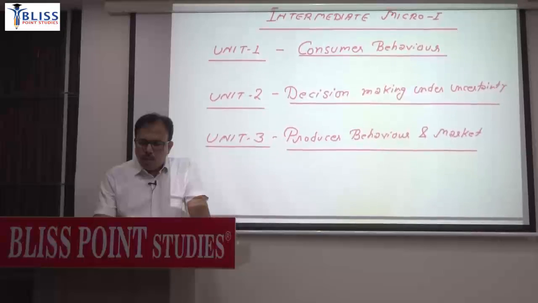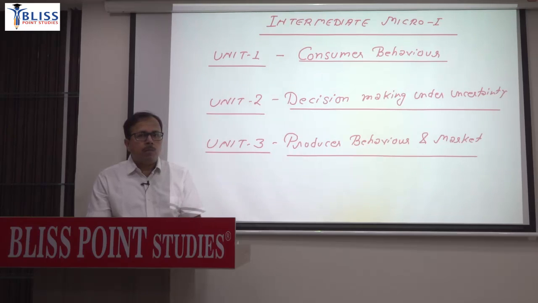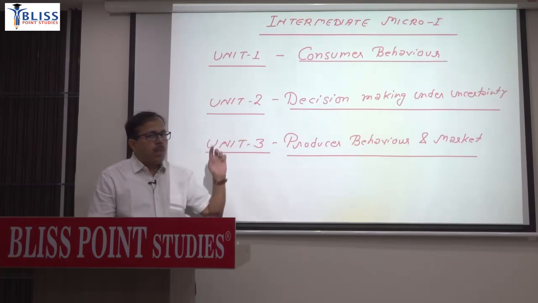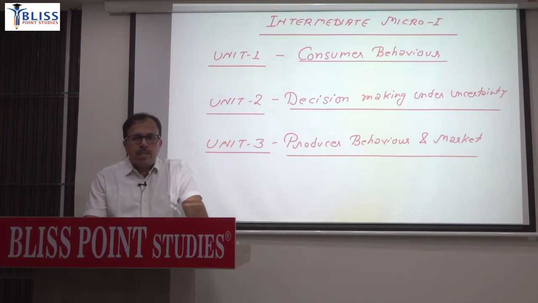This intermediate micro 1 syllabus according to the new syllabus is divided into 3 units. Unit 1 is consumer behavior, which deals with the behavior of a household or a consumer. That means what the consumer wants to buy, what the consumer prefers to buy, what the consumer can buy. What the consumer wants to buy will be determined by his utility or preference. What the consumer can buy will be determined by his budget.